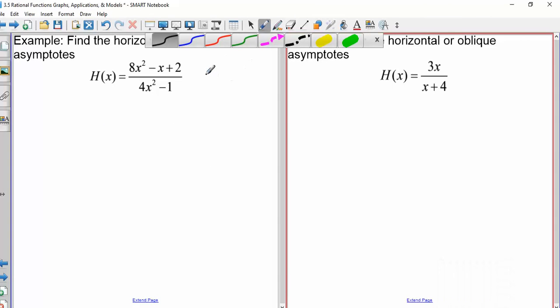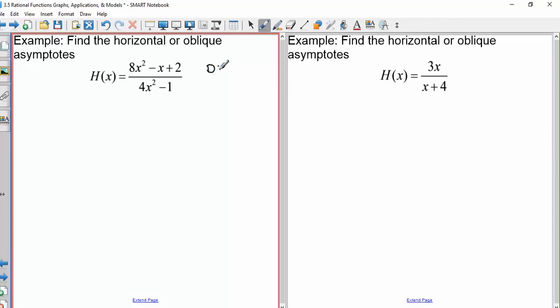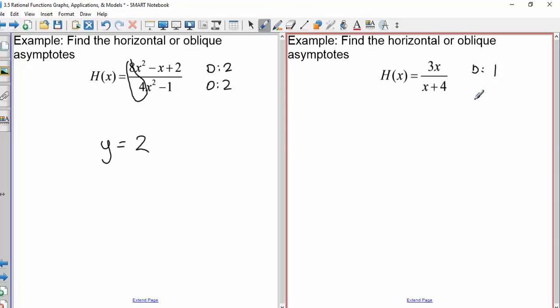So this one, the degree on top is 2. Degree on the bottom is 2. Same degree on top and bottom means we divide the leading coefficients. So 8 over 4, y equals 2. Alright, this one, degree on the top is 1. Degree on the bottom is 1. Same degree, so you divide the leading coefficients, so 3x over 1x is 3.